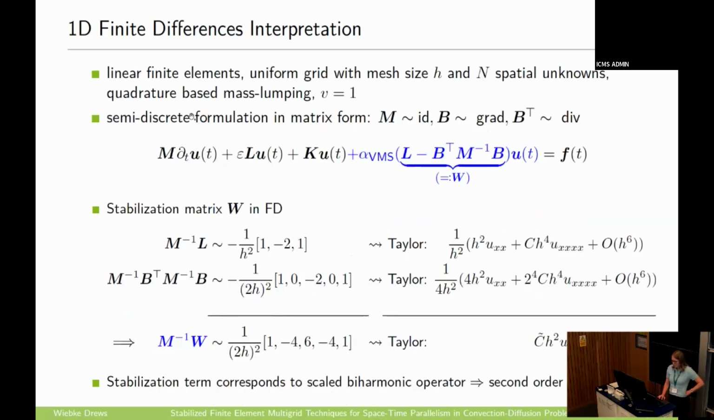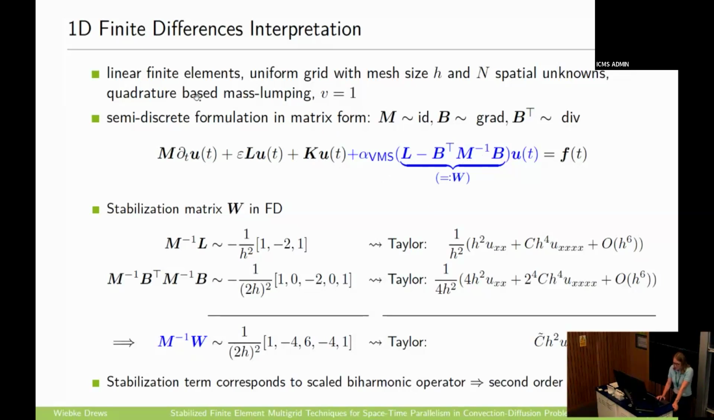For a quite simple test case, so linear finite elements, a uniform mesh, quadrature-based mass lumping, and fixed velocity field, we can write down the semi-discrete formulation in matrix form here. So M is our mass matrix. It corresponds to a scaled identity matrix. Then we have the diffusive part here, convective part here. And for our stabilization matrix W, we get L again, so already known from the diffusive part. And we get another matrix here.